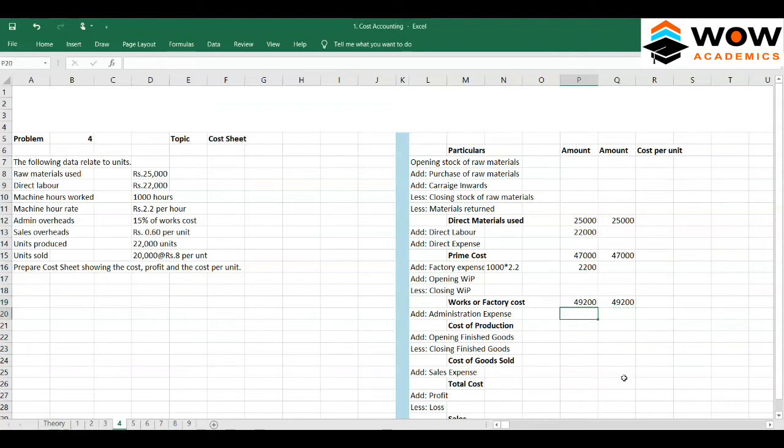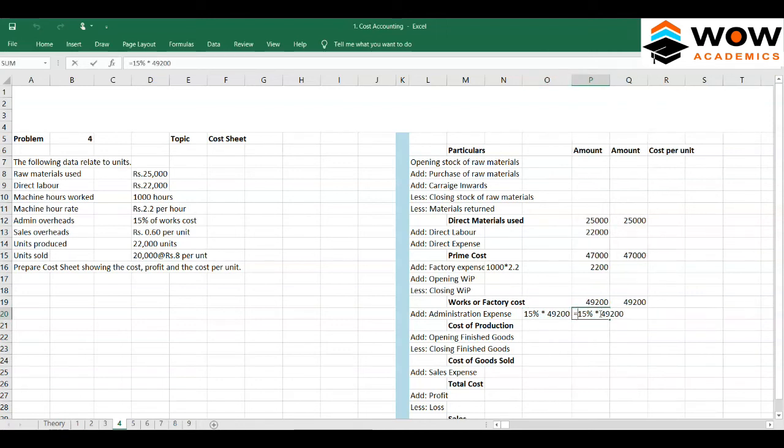So the next item is admin overheads. So admin overheads is 15% of works cost. So this number is 15% of works cost. So works cost is, see, this is the works cost. So it is 49,200. So you can simply copy this and paste it here. And we can get the answer. Right? So the cost of production comes to 56,580. So that number we can also put outside.